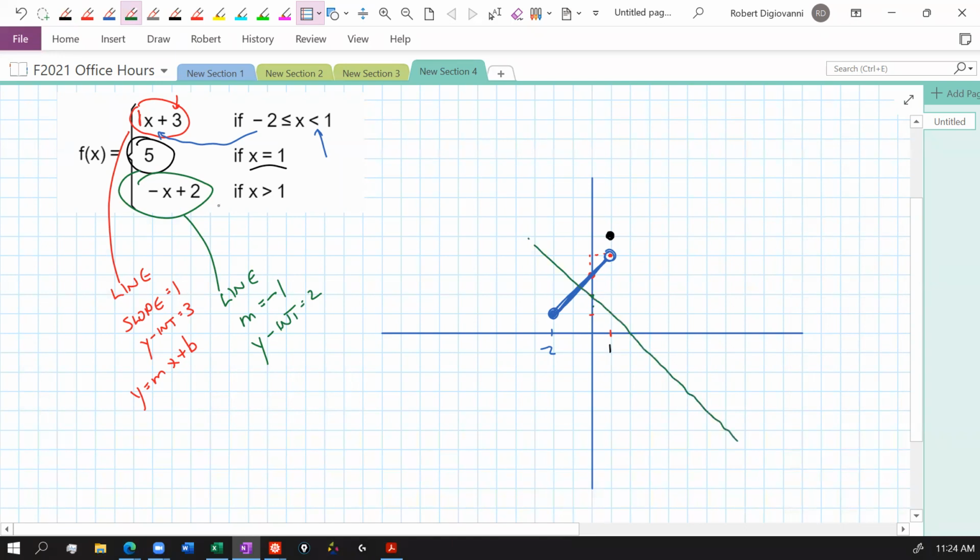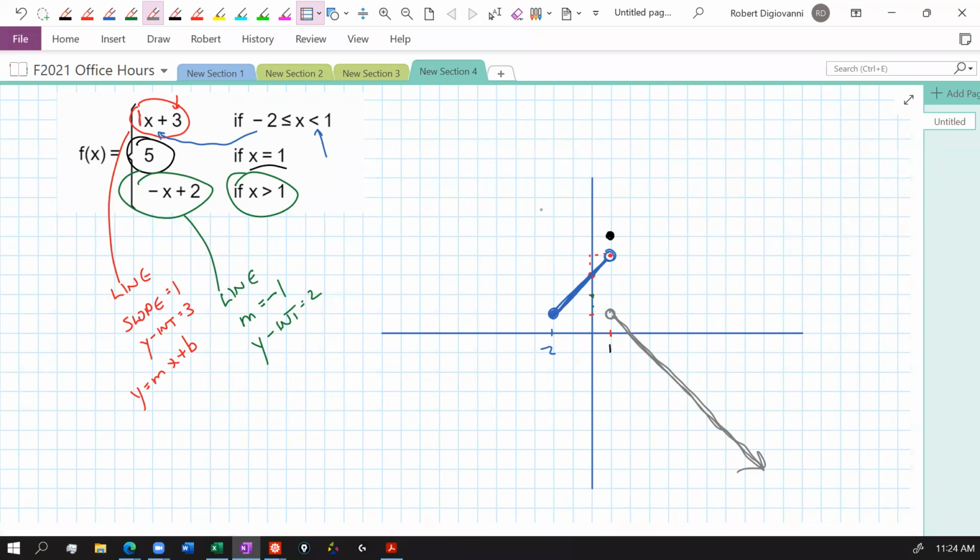But I only want this line when x is greater than 1. So that means I'm going to do it in a different color. That means if I start here at 1, I don't include that point. And then I go this direction down here like this. Like that. And let me erase the other piece. So there we go. There is our piecewise function drawn. Now let's go back to the question.